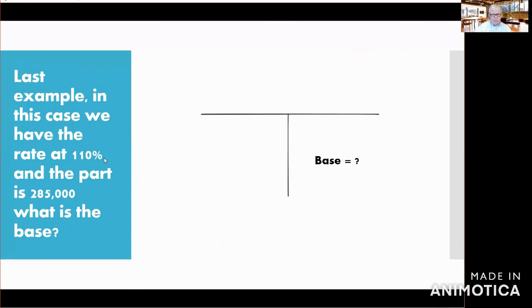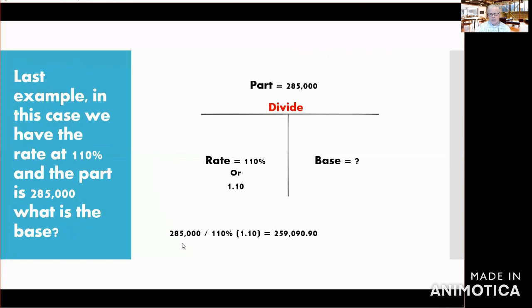Last example, we have 110%, and the part is 285. What was the base? So I know that the part was 285. I know that the rate is 110%. In this case, I have to divide this into that. So 285 divided by 110% equals $259,090.90, and that would be the answer to that problem.